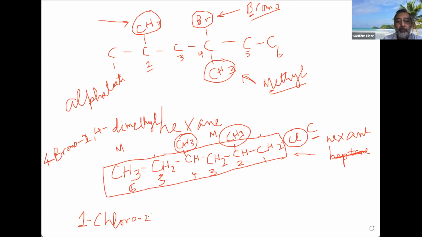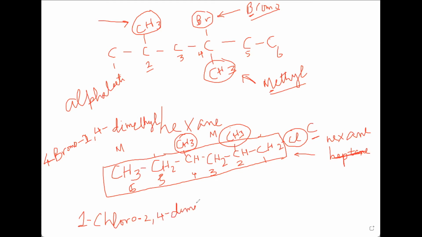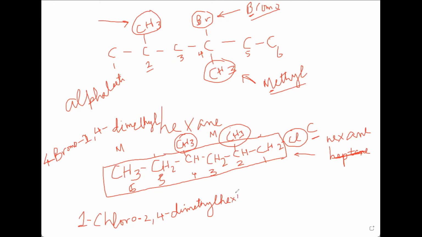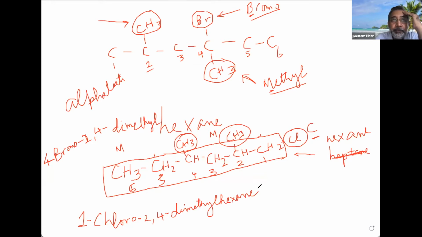2-4. Okay, hexane. 2-4 dimethyl and hexane. One chloro, 2-4 dimethyl hexane.